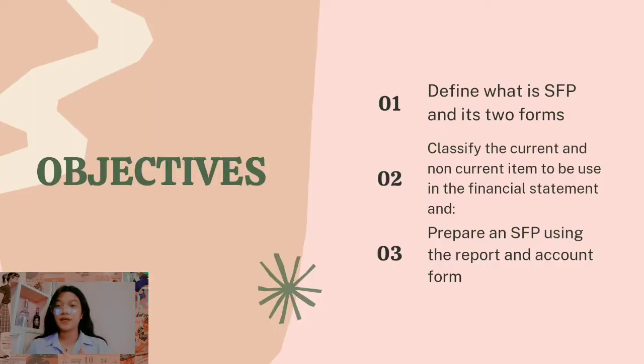Okay, so before we proceed, let me introduce you first our objectives for today. First, we have here define what is SFP and its two forms. Second, classify the current and non-current item to be used in this financial statement. And last but definitely not the least is prepare an SFP using the report and account form. Okay, so now are you ready?